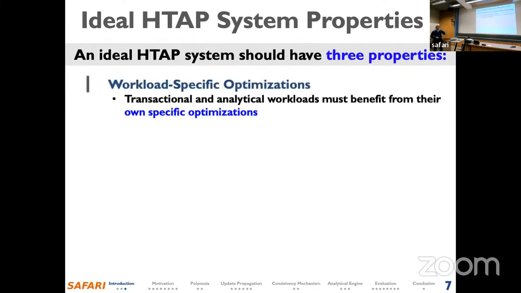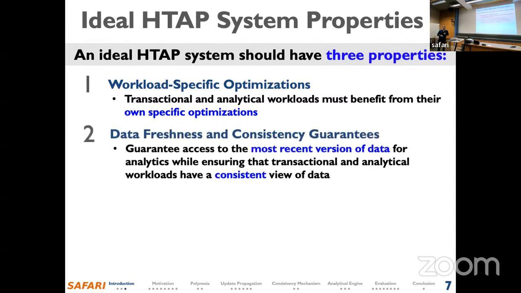The first one is that it should allow for workload-specific optimizations. Here, meaning that the type of workloads that execute transactions and the type of workloads that execute analytics are quite different. They have different properties and different needs. So to fully provide real-time execution, you should make sure that you apply the right optimizations to each one of those two different systems. And often those optimizations are contradictory to each other, so you have to find a way to make sure that it happens.